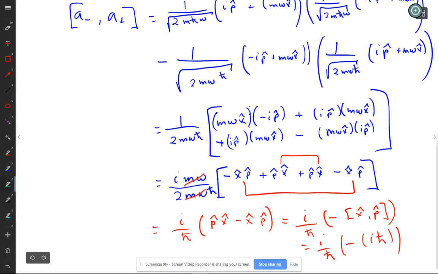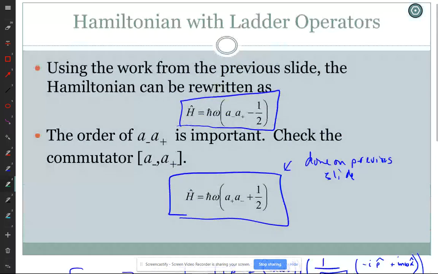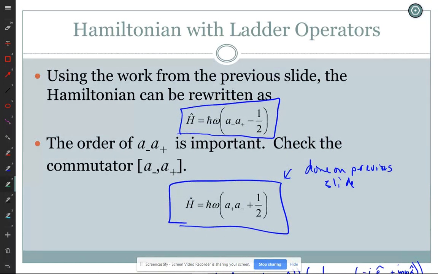What am I going to get here? One. It's not stupid. It's a nuisance. You totally wanted to do that, right? Notice this is instructions to me as the teacher. Check the commutator.